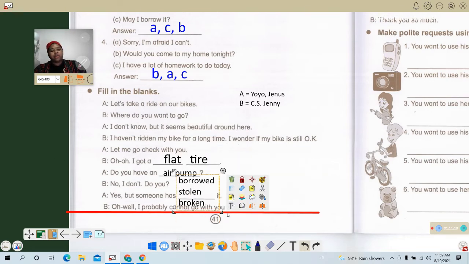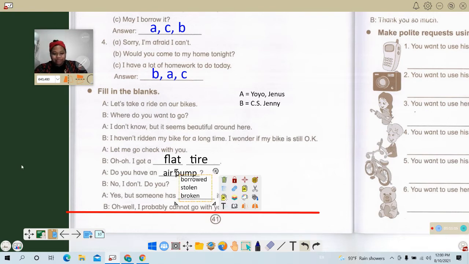Okay? So, for this part, I think we can use borrowed, stolen, or broken here. Because the last part, oh well, I probably cannot go with you this time, doesn't really say. It could be any of these three. That's what I'm trying to say. So you can choose borrowed, stolen, or broken as long as it's a past participle verb because it's has. Okay?